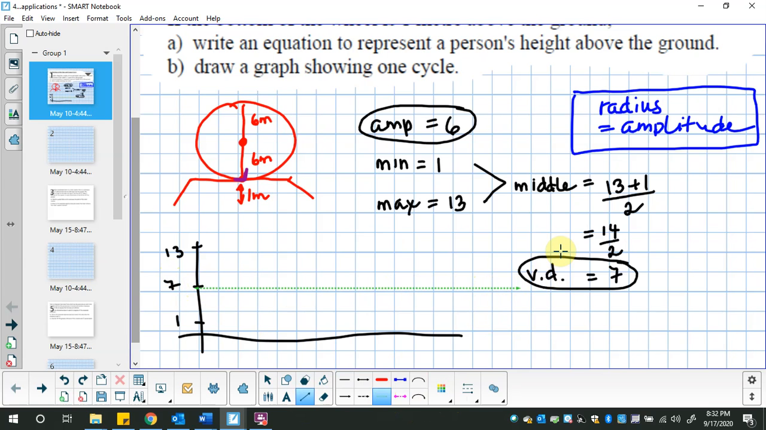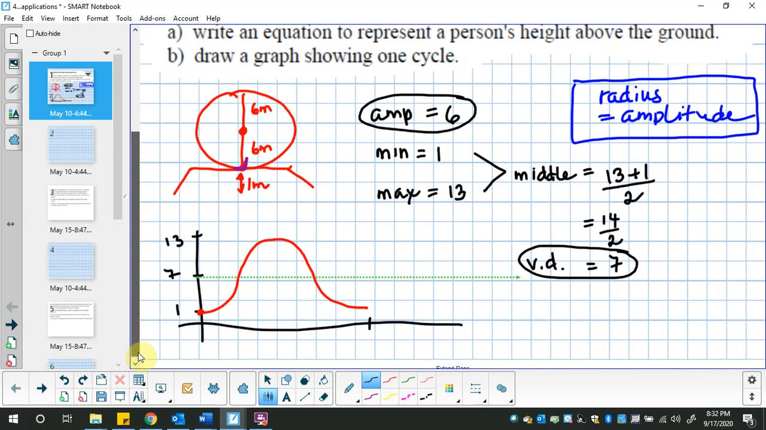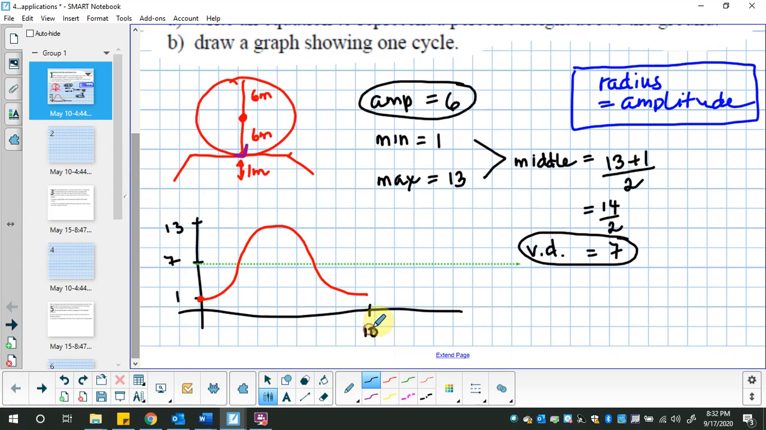Now what's happening with this particular picture, and I'm going to do this in a slightly different color, is the ride is starting for us at the bottom, and we're coming up and eventually getting to the 13 mark, and then coming down and finishing. And we should be able to figure out, based on the words in the problem, how long that takes. So that takes 10 seconds. So I can put a little 10 here. And I don't need to put a 10 pi, I just need to put a 10, representing 10 seconds.